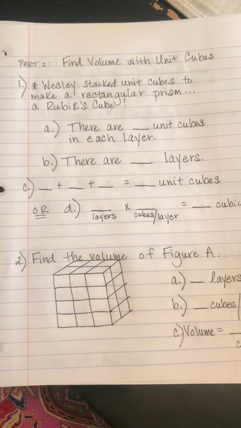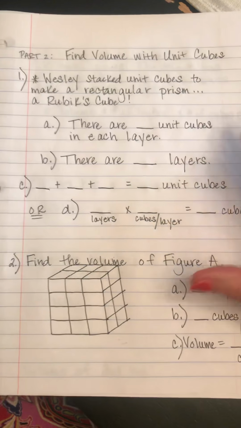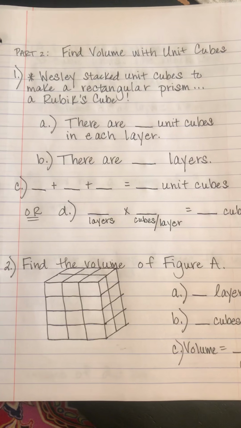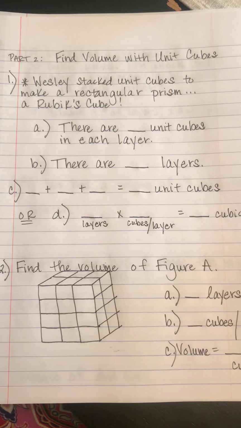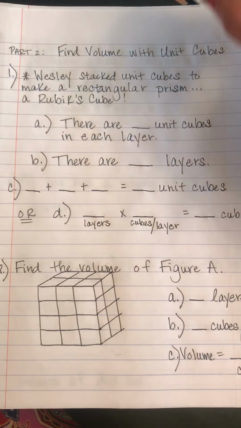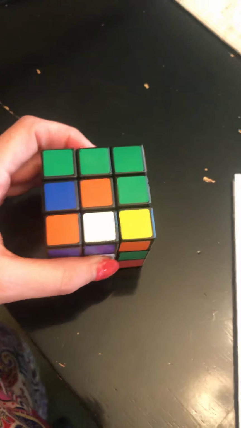Today we're going to be talking about finding volume with unit cubes. So let's look at our first example. Wesley stacked unit cubes to make a rectangular prism, a Rubik's Cube. So we're going to take a look at an actual Rubik's Cube for a moment. And this type of figure is called a rectangular prism.